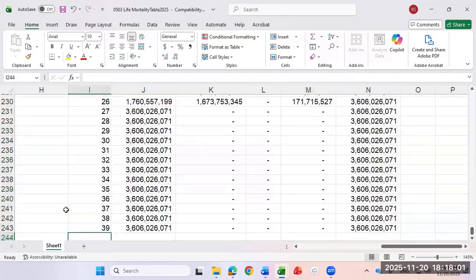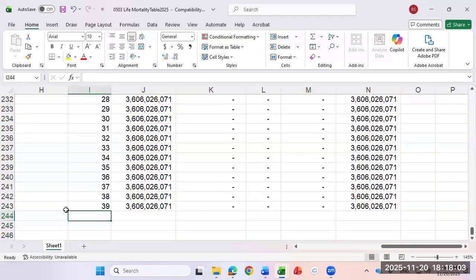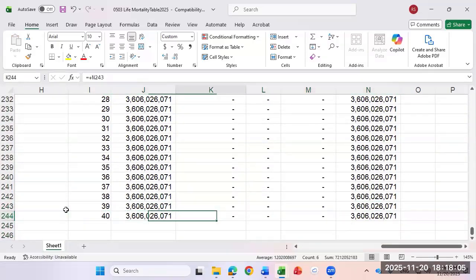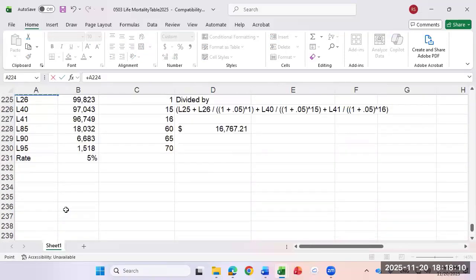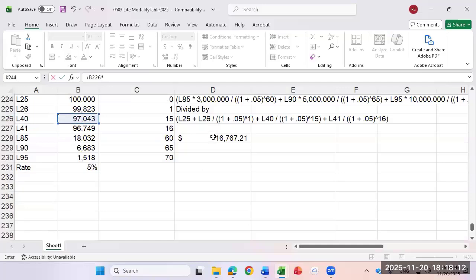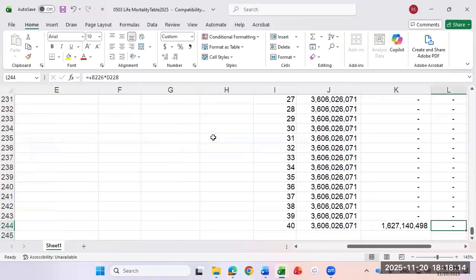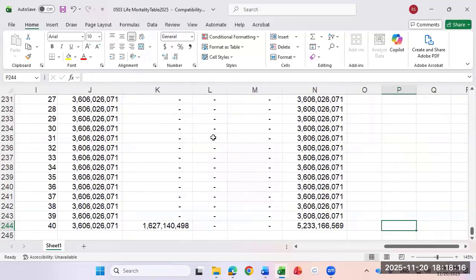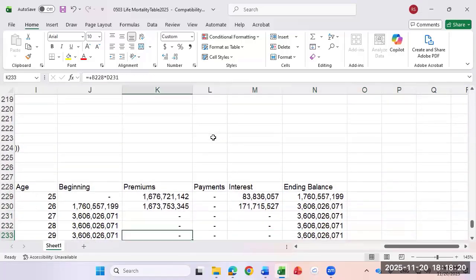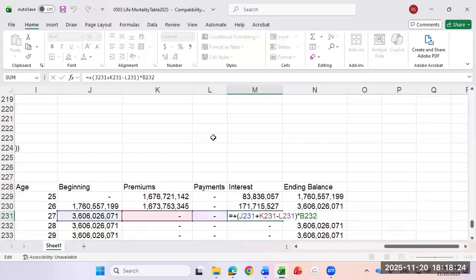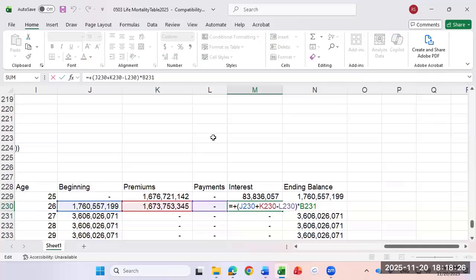We can go until we get to age 40. And what happens at age 40? We're going to receive a new premium, right? At the beginning of age 40, our L40 times our premium. Still no payments. There's our interest. Not sure what happened here. So let me lock in this rate.